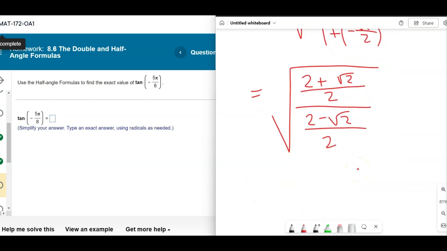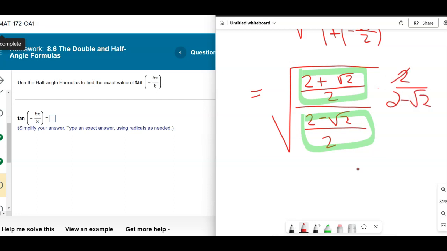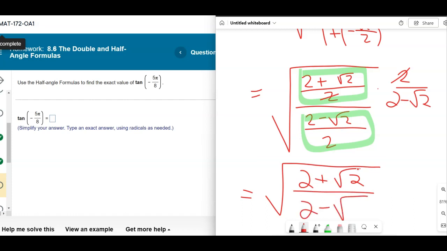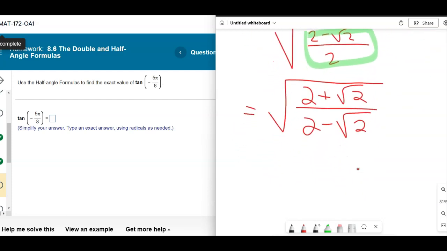All right, once again, I'm dividing this and this. I'm dividing, so I would flip this and multiply. I have a 2 on top, the 2 minus the square root of 2 on the bottom. So that's going to cancel. So this ends up being the square root of 2 plus the square root of 2 divided by 2 minus the square root of 2, all underneath the radical. Right, this can be simplified. You can always simplify this.